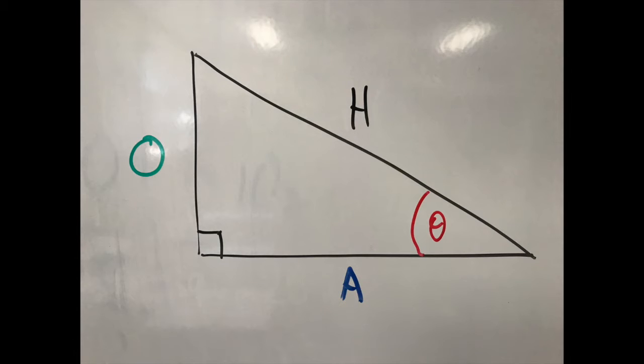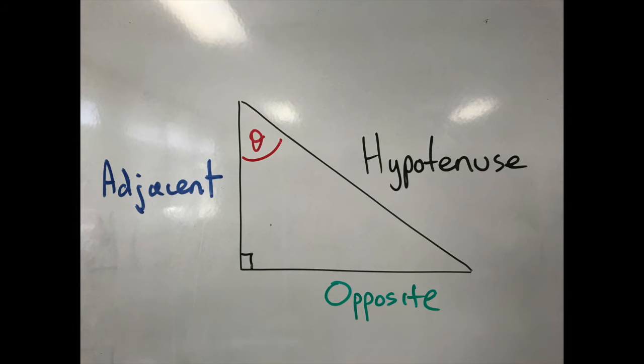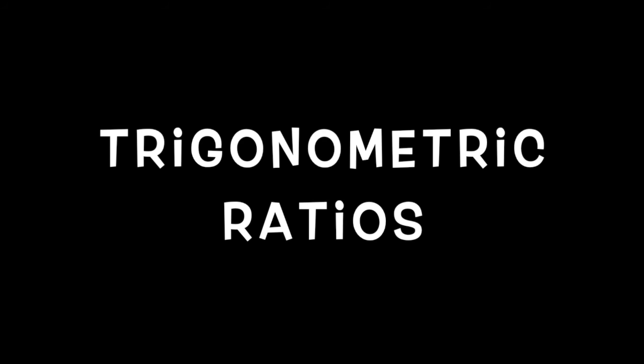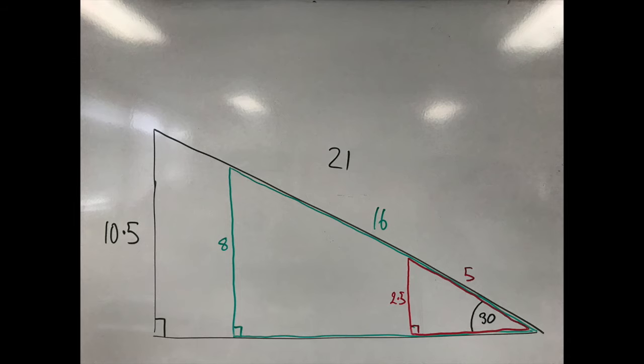So the bottom right angle, there's the opposite and adjacent, and when we have the angle in the top left, then you can see that the opposite and adjacent swap positions. Hypotenuse stays the same. So we're going to use these names to describe trigonometric ratios. A trigonometric ratio compares one of these sides with another one. They're called sine, cosine and tangent, or sine, cos and tan for short.